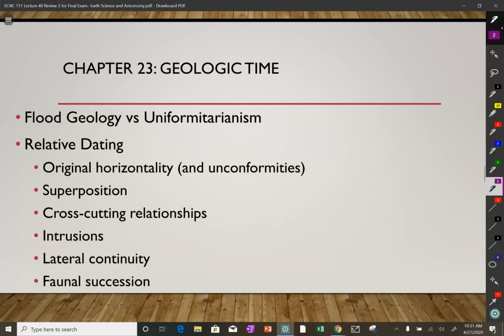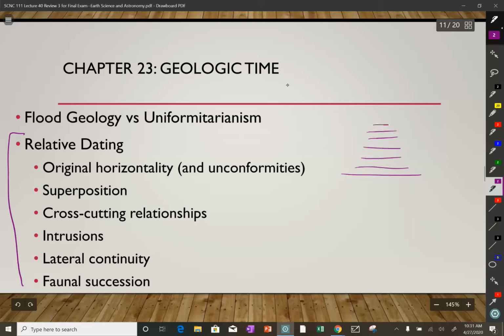Now, geologic time, of course, can be controversial in creation versus evolution debates. But there's two ways of dating. Relative dating, this is non-controversial. We all agree on relative dating. Basically, we have original horizontality. That is that originally all the layers were laid horizontally. We have superposition, which means that the ones on the bottom are the oldest and the ones on top are the youngest.